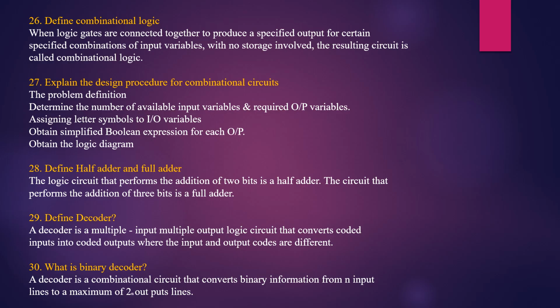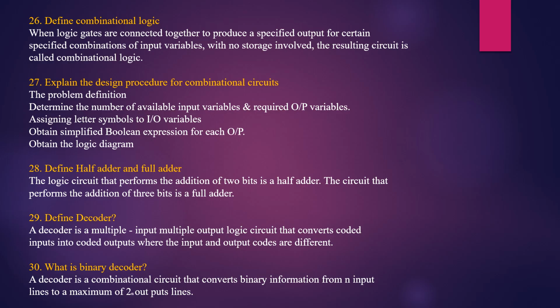28th question, define half adder and full adder. The logic circuit that performs the addition of 2 bits is called a half adder. The circuit that performs the addition of 3 bits is a full adder. 29th question. Define decoder. Answer is, a decoder is a multiple input, multiple output logic circuit that converts coded inputs into coded outputs where the input and output codes are different.